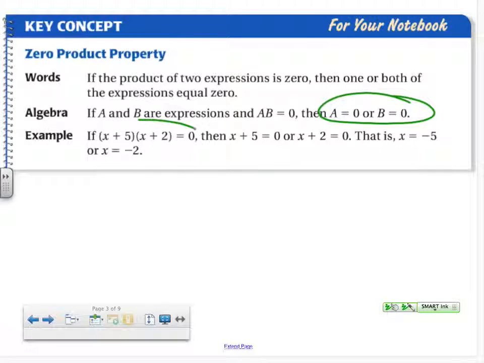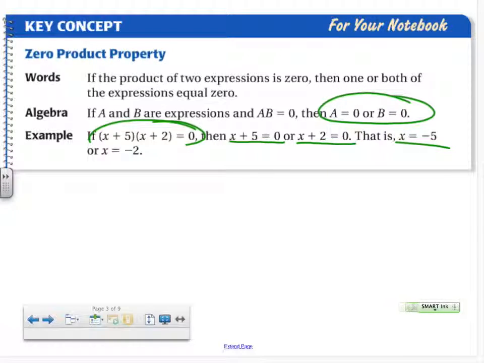Here's one in factored form, x plus 5 times x plus 2 equals 0. That means either x plus 5 is 0 or x plus 2 is 0. And to make x plus 5 zero, my answer needs to be negative 5. To make x plus 2 zero, my answer needs to be negative 2. So that's the zero product property. When we have things factored, it's very easy to use.